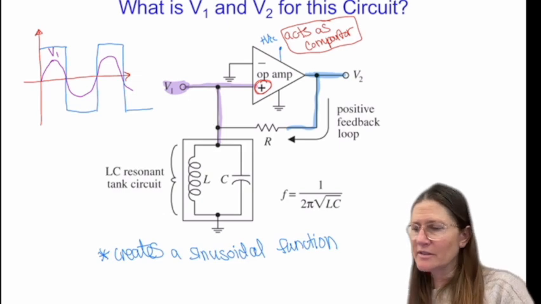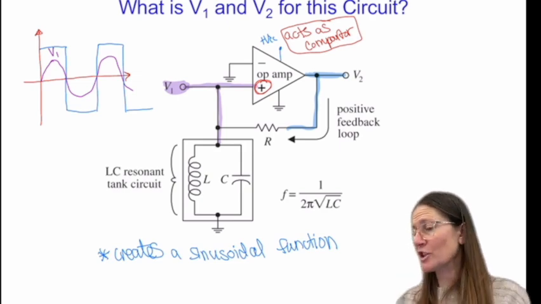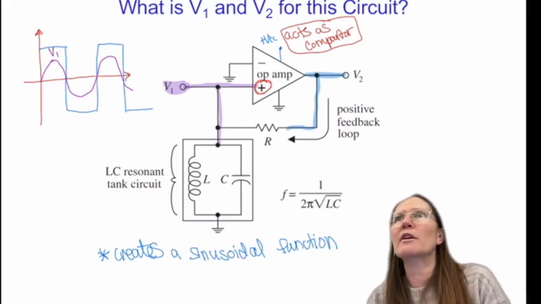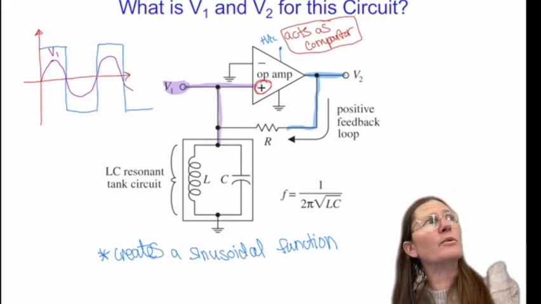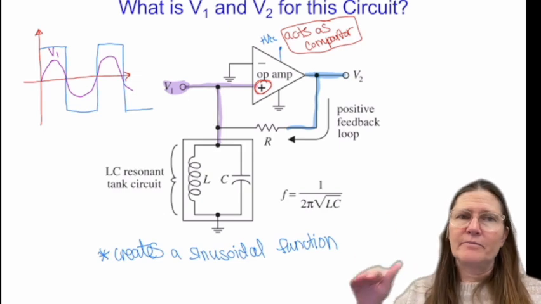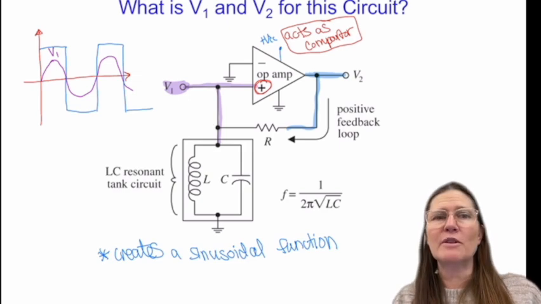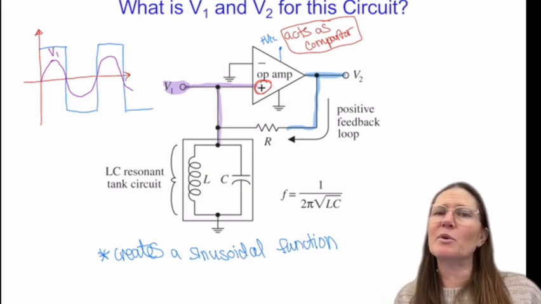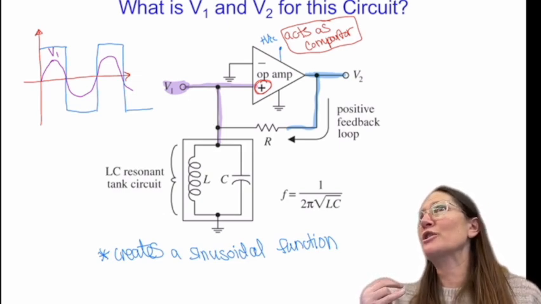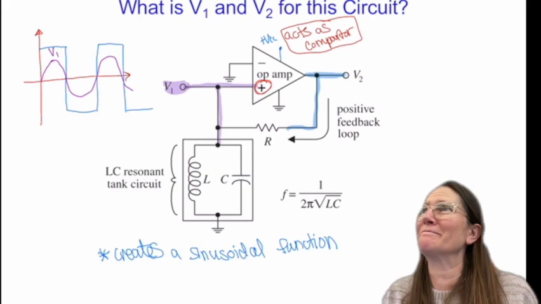So this can create the sinusoidal function or a square wave. Either a square wave or just the tank itself, the resonant tank circuit, will give you a sinusoid. So you can get a sinusoid out of here by measuring V1, and then you can get a square wave out by measuring V2. The function generators that you've seen in the lab very commonly just have this circuit in it.